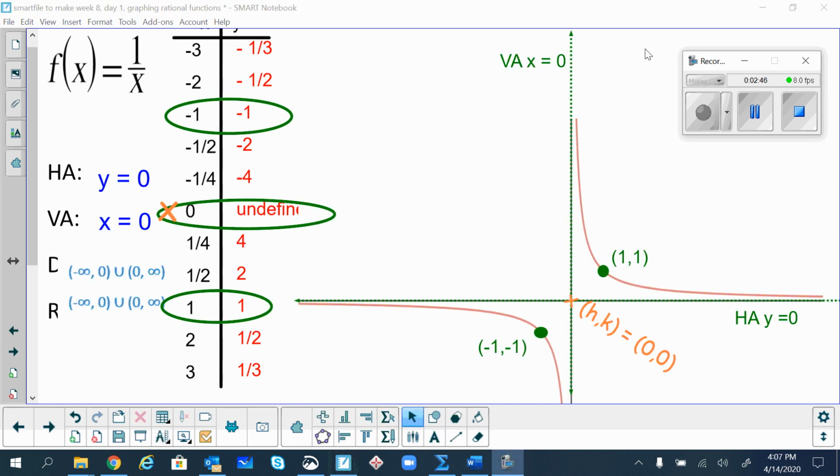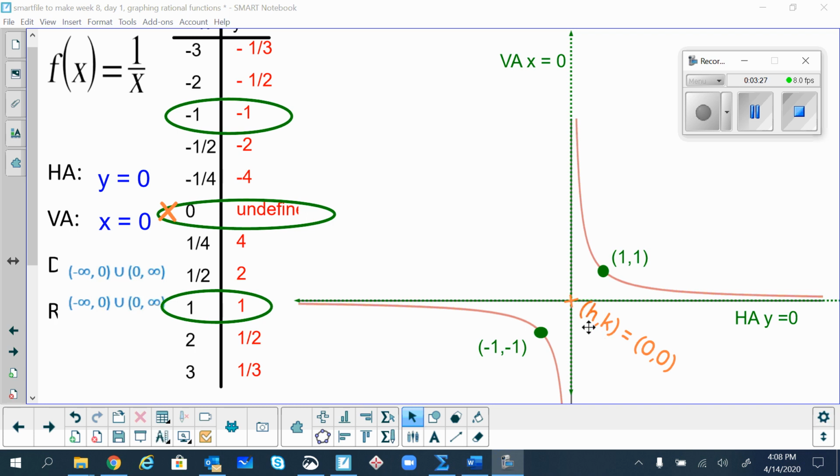I've added some more information to our parent graph of f of x equals 1 over x. We know when we look at the function and it's getting closer and closer to this axis here, and it's also getting closer and closer to the horizontal axis going in this direction, we know that these axes are then asymptotes. In this parent function, the horizontal asymptote will be y equals 0, which is drawn with a dashed green line, and the vertical asymptote is drawn also with a green dashed line, x equals 0. Where the two asymptotes cross, that's what we're going to refer to as our HK point.